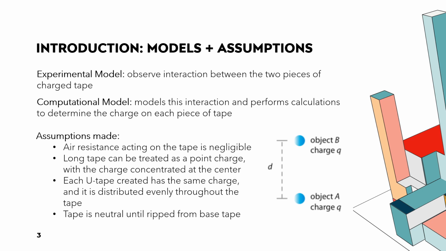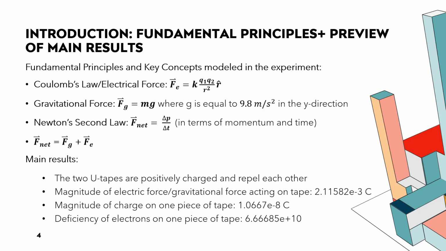As for assumptions, we have that air resistance acting on the tape is negligible, the long tape can be treated as a point charge, each U-tape created has the same charge, and that tape is neutral until ripped from the base tape. These assumptions allow us to approximate an answer by reducing the calculations to a much simpler scenario. So here we just have a few important fundamental principles that will apply for our experiment.